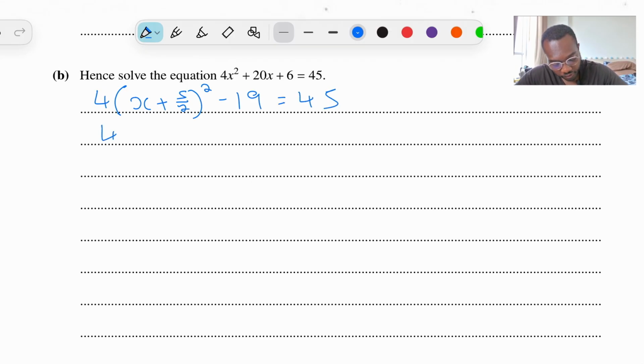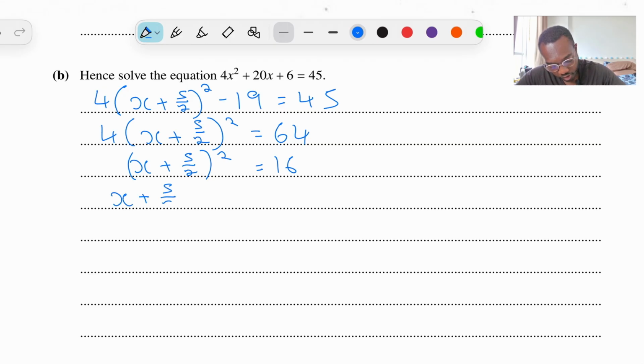So therefore we get 4, and then in brackets (x plus 5 over 2) squared, that must equal 64. Divide by 4 on both sides, so we get (x plus 5 over 2) squared is equal to 16. Now if we square root both sides, we get x plus 5 over 2 is equal to plus or minus the square root of 16, which is 4. And now we get two values, so either x is equal to minus 5 over 2 minus 4, or x is minus 5 over 2 plus 4.